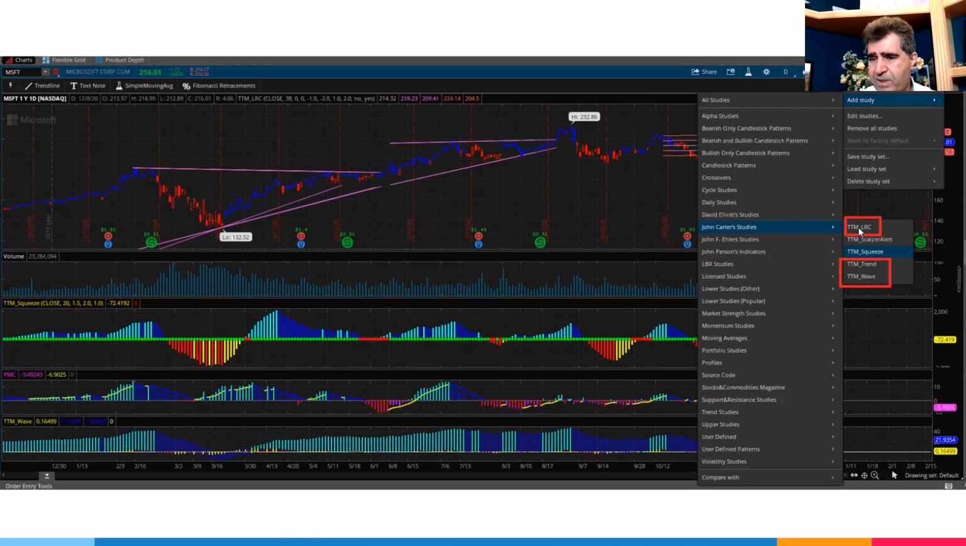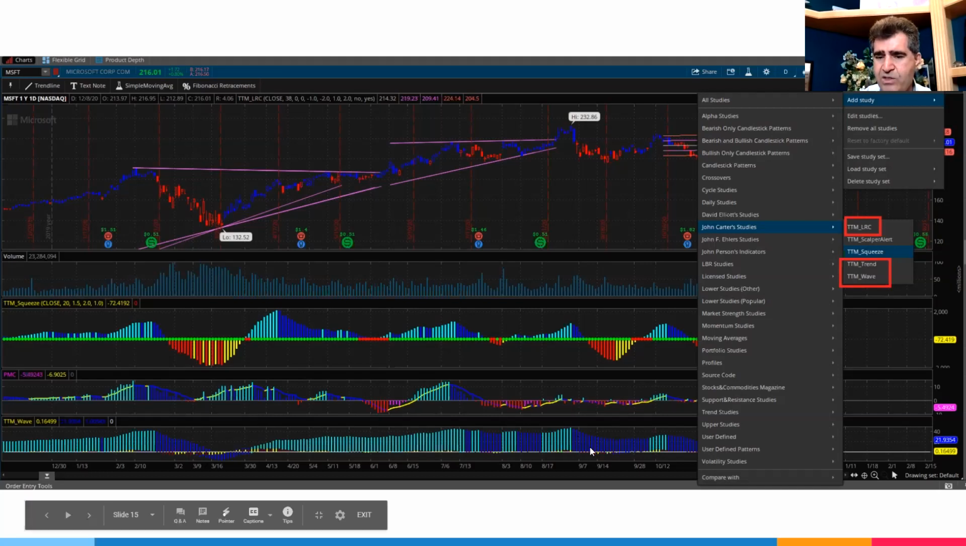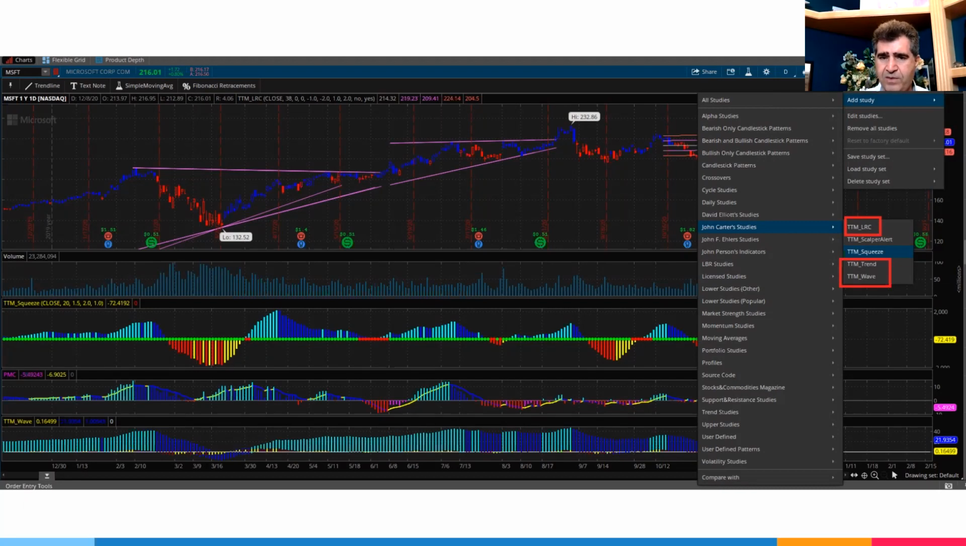I would definitely recommend to do the TTM LRC. That's your linear regression. So you can add that. If you like, you can add these two as well. The TTM trend, which is the colors. As you can see, it goes from hollow blue, dark red, hollow red, which again allows you to know the direction and the strength. So visually, you know the buyers are in control because it's the blue color. And then the TTM wave is this, which allows you to look at the strength of the short term, intermediate, and long term of the prices.